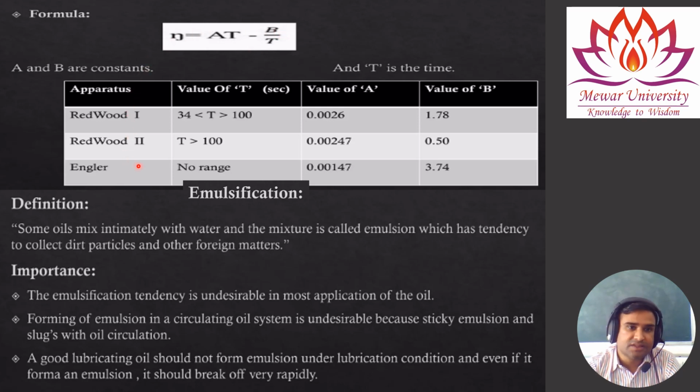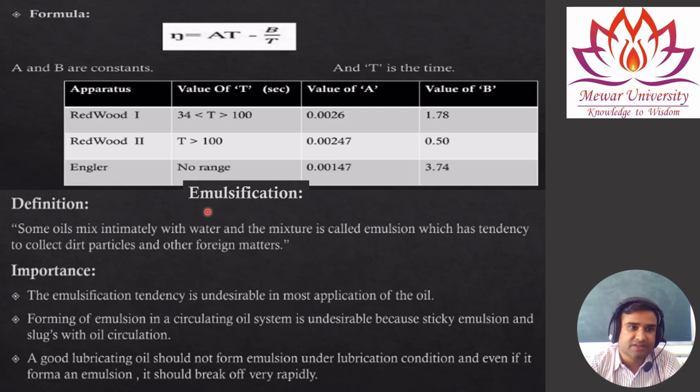So here you can see this table where we have described the T, A and B. T for Redwood 1 should be in between 34 to 100. For Redwood 2, it should be greater than 100. The values of A and B are given. For Engler, there is no range.